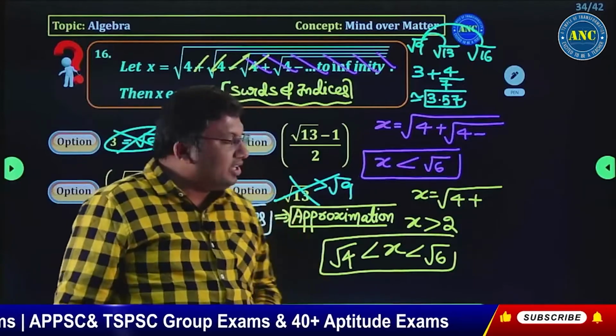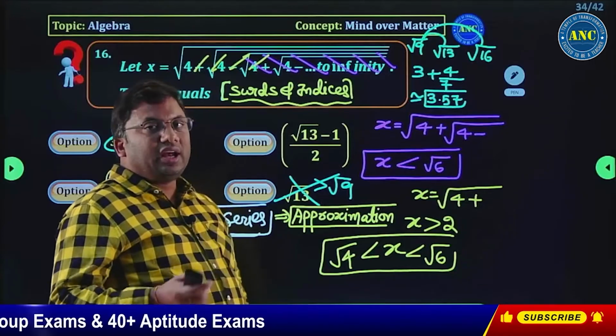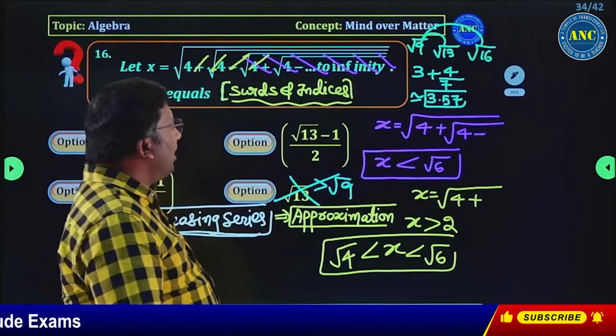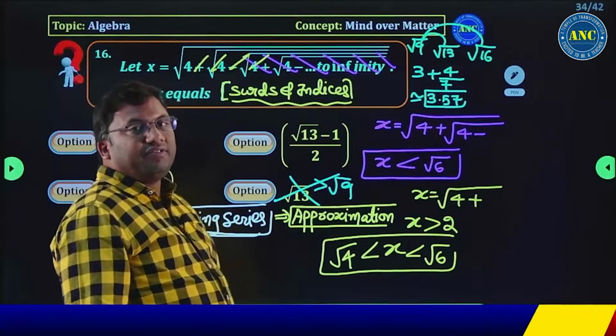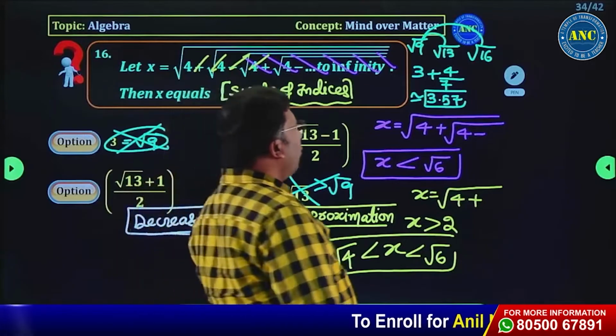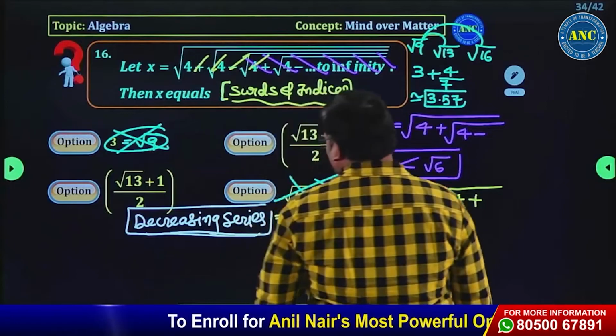Root 13 is there. Root 13 lies between which two squares? Root 9 and root 16. Root 13 is definitely greater than root 9, so 3 plus. The difference between 13 and 9 is 4, and between 16 and 9 is 7. 4 by 7 is 0.57. The answer is close to 3.57.